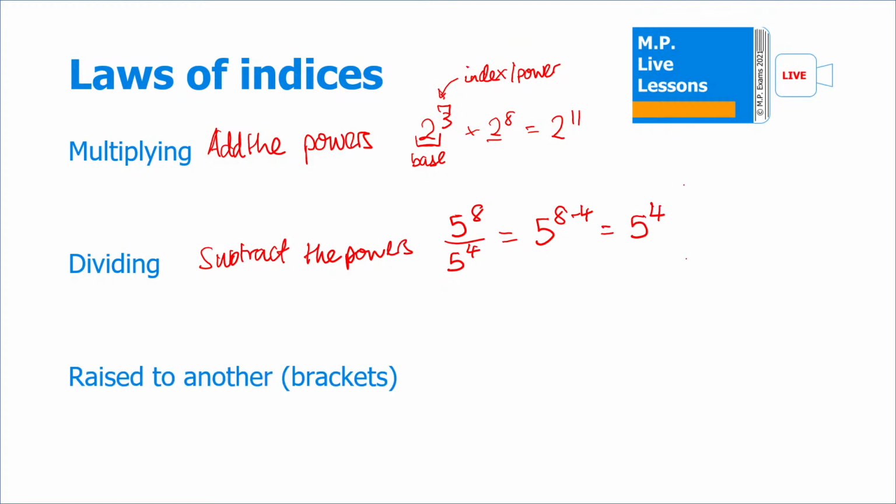The last rule is raising a power to another, so like in a bracket. For example, if I have 3 to the power of 3, and then we have, let's say, to the power of 4. This is the same as writing out 3 to the 3 times 3 to the 3 times 3 to the 3 times 3 to the 3, which is really 4 lots of 3. So it's just 3 to the 3 times 4. So you multiply the powers this time.